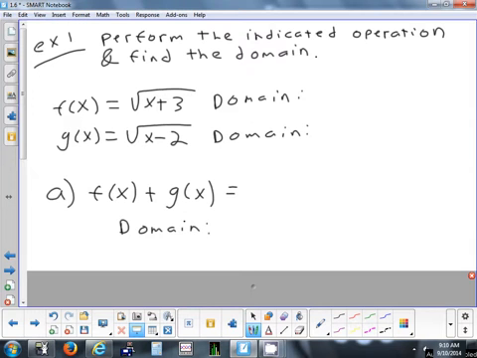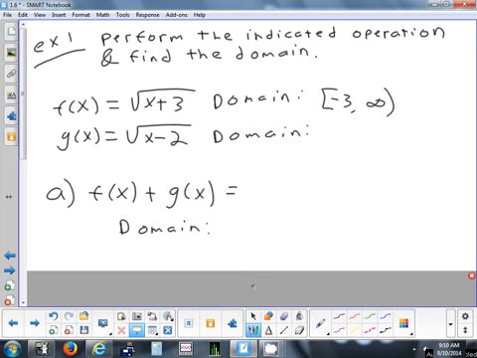Orlando? -3. So I want to know all the values that I'm allowed to use. Anything greater than -3. Yeah, anything greater than -3. Does everybody agree with that? Yep. Greater than or equal to, which is going to change. Instead of using a parenthesis, I'm going to use a bracket. Anything greater than or equal to -3.